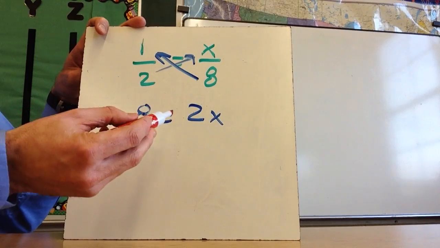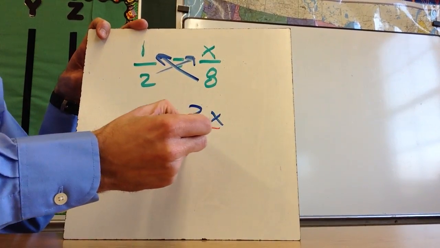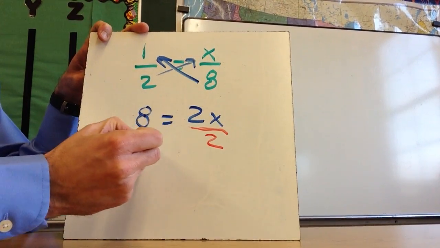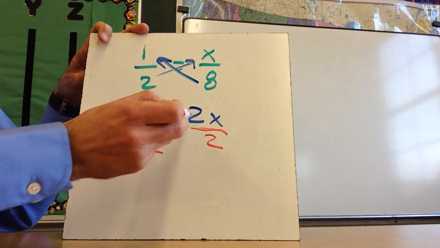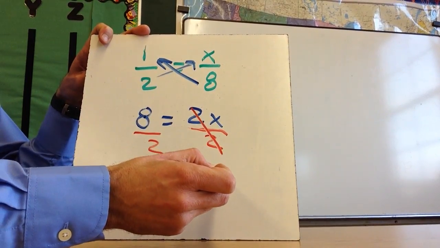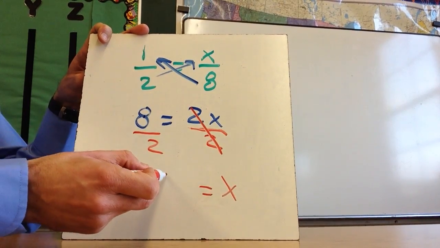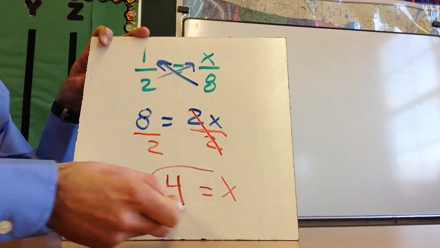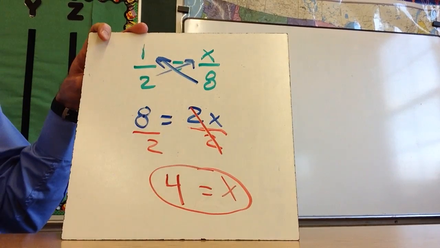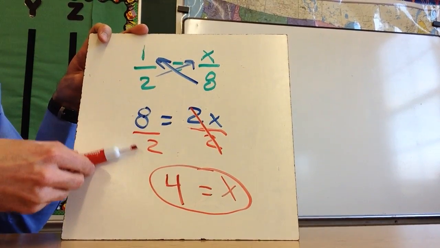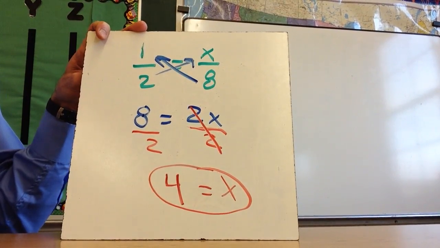Now, if I want to solve this, I need to take the number that's in front of the x, the coefficient, and divide that to both sides. 2 divided by 2 will cancel out, so I'm left with x on the right side. 8 divided by 2 equals 4. And as we found out from the beginning, we knew that x should be a 4. Using this concept of cross multiplication, we were able to get ourselves to the 4.